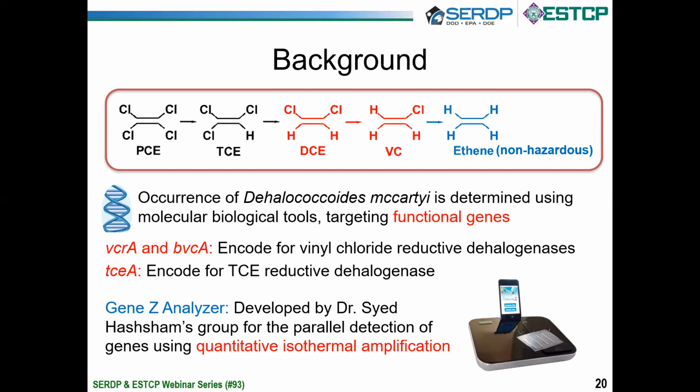So just a brief background slide. Dehalococcoides mccartyi is of course a vital microorganism for the conversion of the chlorinated solvents to ethene. Its occurrence in contaminated groundwater is frequently investigated using molecular biological tools. These tools commonly quantify vcrA and bvcA, genes encoding for vinyl chloride reductive dehalogenases. tceA, the gene encoding for TCE reductive dehalogenase, is also frequently targeted. As part of our research, we quantified these biomarkers using the GeneZ analyzer, as shown on the bottom part of the slide. This is a device developed by a co-PI on this project, Syed Hashsham, also in the Department of Civil and Environmental Engineering here at Michigan State.